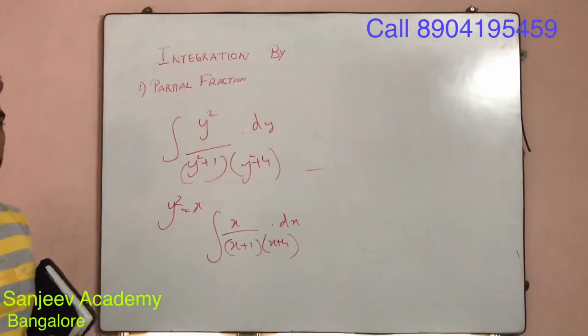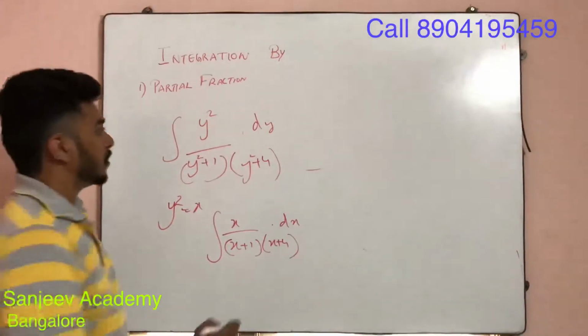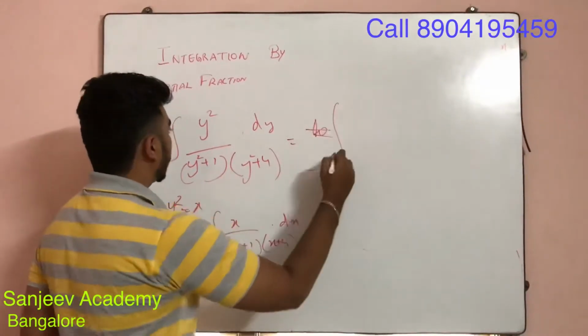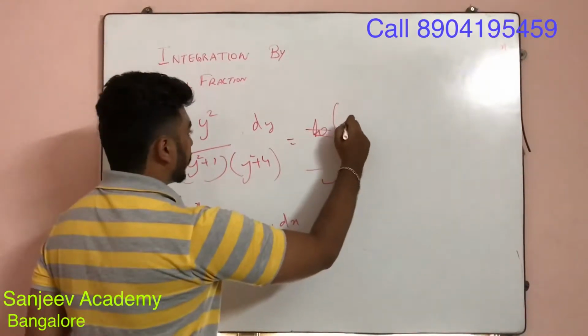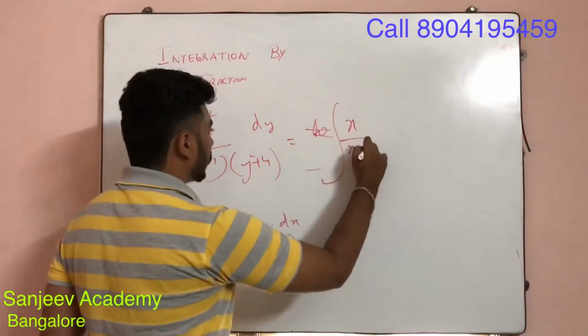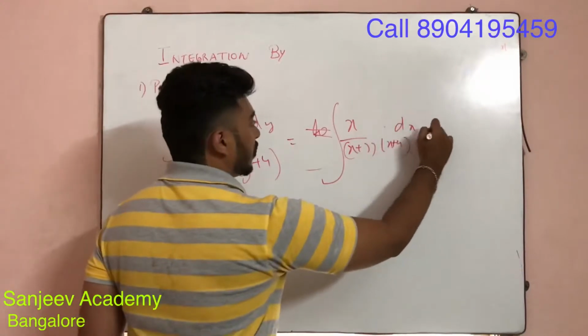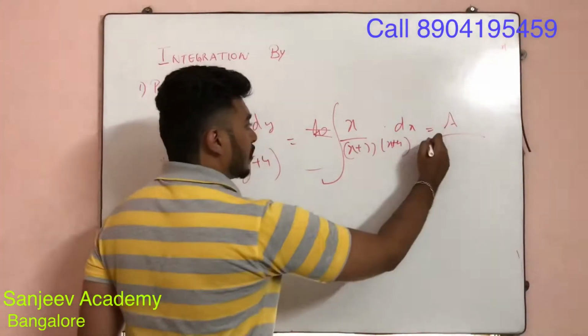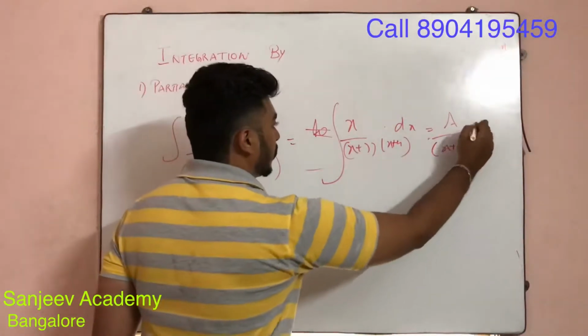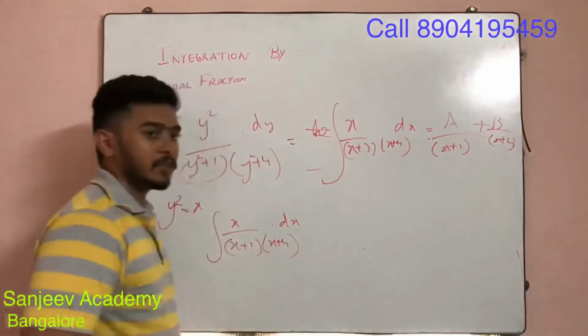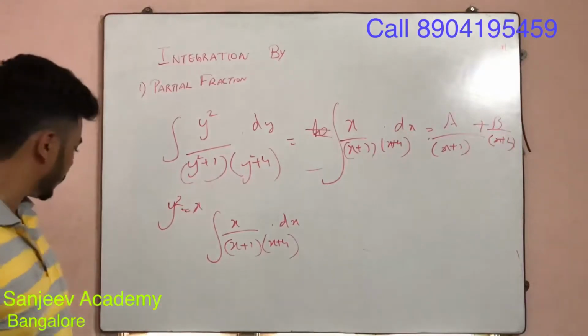Then we can again do it easily. So this is nothing but what? Just put the integral of x by (x plus 1) into (x plus 4) dx is equal to A by (x plus 1) plus B by (x plus 4). Just like the previous step, do the same and get the answer for the same.